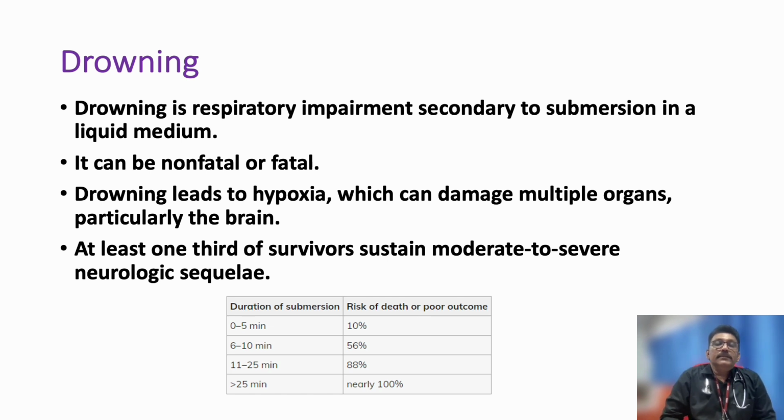So, duration of submersion gives the risk of death or poor outcome. 5 minutes, 10%; 6 to 10 minutes, 56%; 11 to 25 minutes, 89%; more than 25 minutes, 100% mortality. This mortality may slightly vary with the warmth of the water. In cold water, the survival may be better than in warm water. But clinically, all these things are not very, very important. We have to treat the patient who is a drowning victim, that's all. Whatever may be the clinical finding, according to that, we can treat.